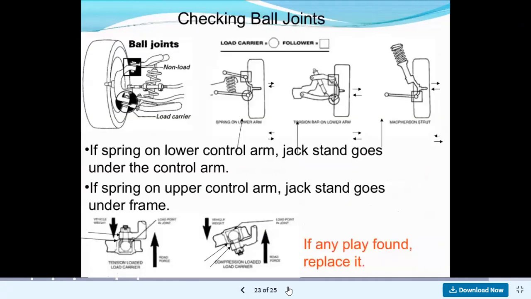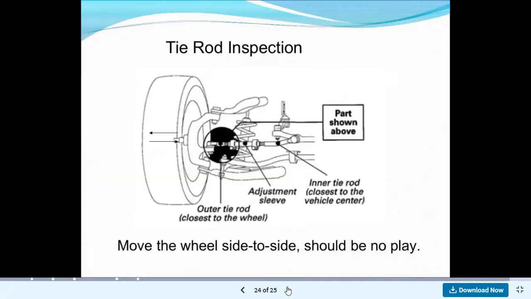Then for the ball joint also this type of checking is available. And tie rod inspection, this is again one method for finding out the defects.